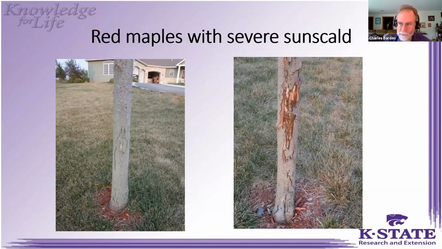And then we'll get a high wind event like we're prone to get in Kansas, and this tree will snap off at the ground line or snap off here at the maximum damage point. But the actual damage was done 20 years earlier when the little tree was planted and should have been wrapped.